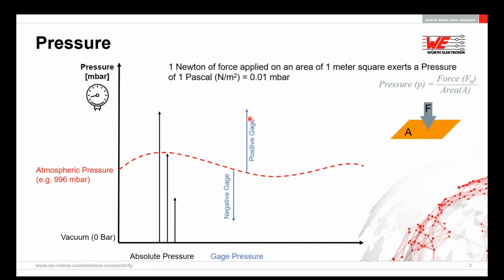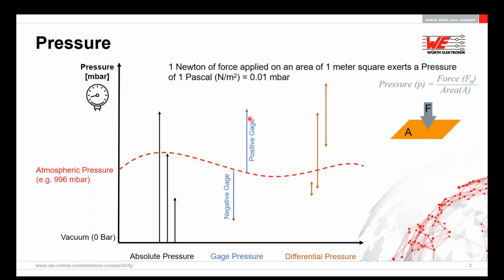The next is the gauge pressure. The gauge pressure is the pressure measured relative to the atmospheric pressure. The gauge pressure can be positive for the pressure that you measure above the atmospheric pressure, and negative for the pressure that you measure below the atmospheric pressure. At the atmospheric pressure, the gauge pressure is 0.